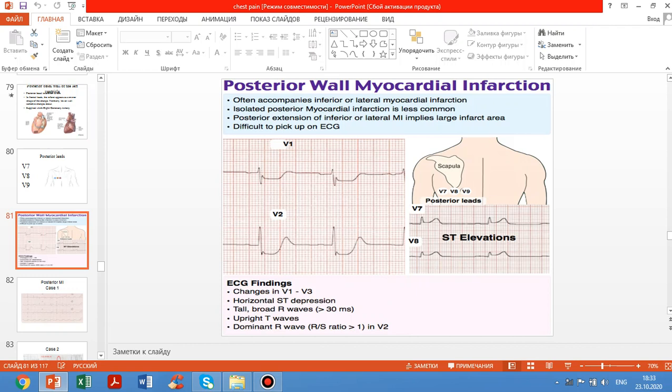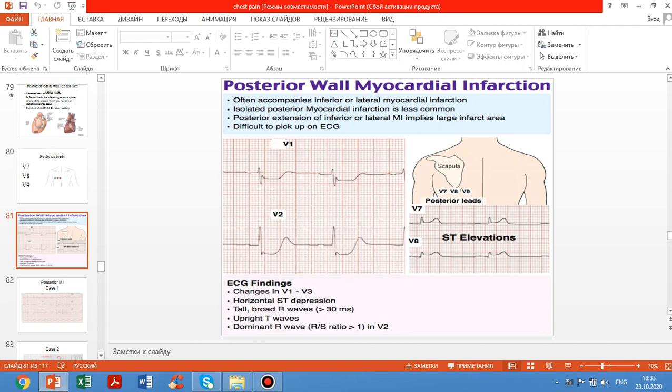Posterior wall myocardial infarction often accompanies inferior or lateral myocardial infarction. Isolated posterior myocardial infarction is less common. Posterior extension of inferior or lateral myocardial infarction implies a large infarct area, difficult to pick up on ECG. And you can see only reciprocal changes like in V1, V2.